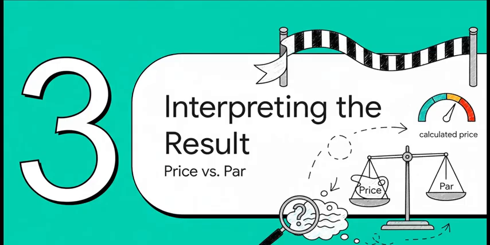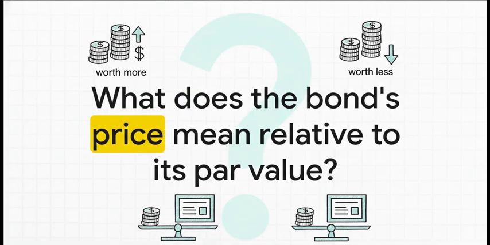And now we're at the finish line. We followed the steps, we did our adjustments, we calculated a price, but just getting a number isn't enough. We have to know what that number is actually telling us about the bond. The most important comparison you can make is between the price you just calculated and the bond's par value, which is usually that $1,000. Is your bond worth more than its face value? Is it worth less? Or is it worth exactly the same? The answer tells you everything.